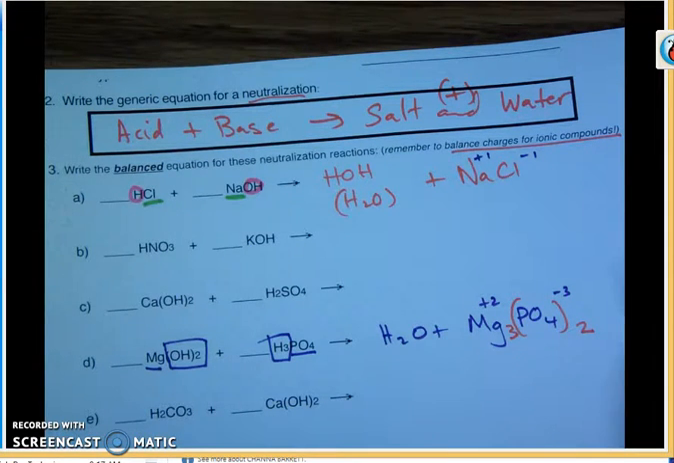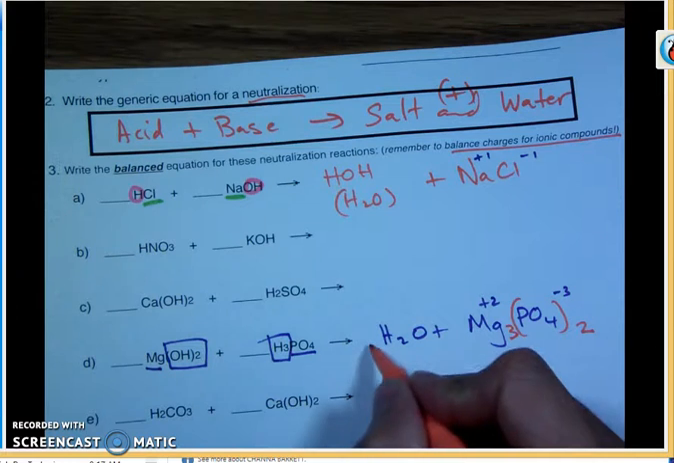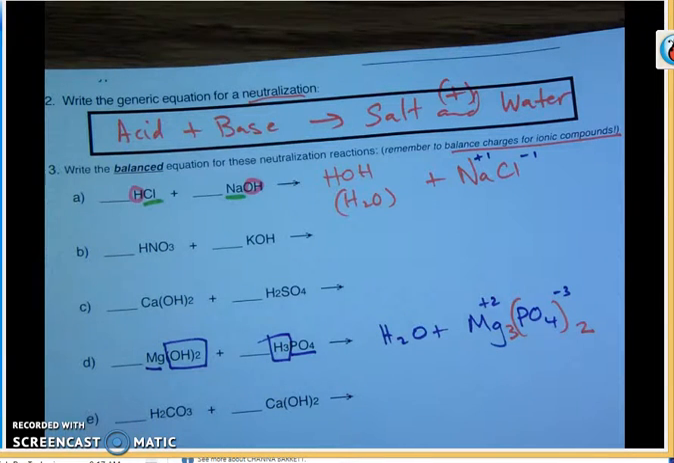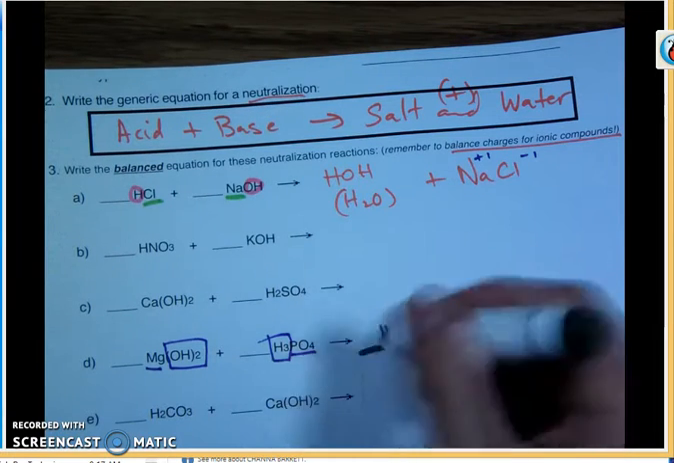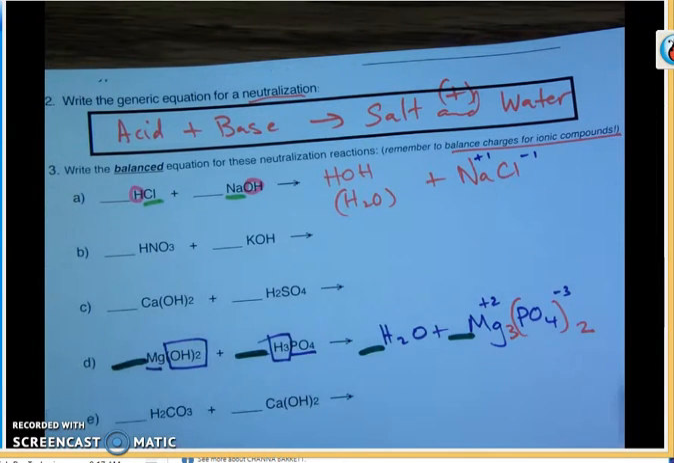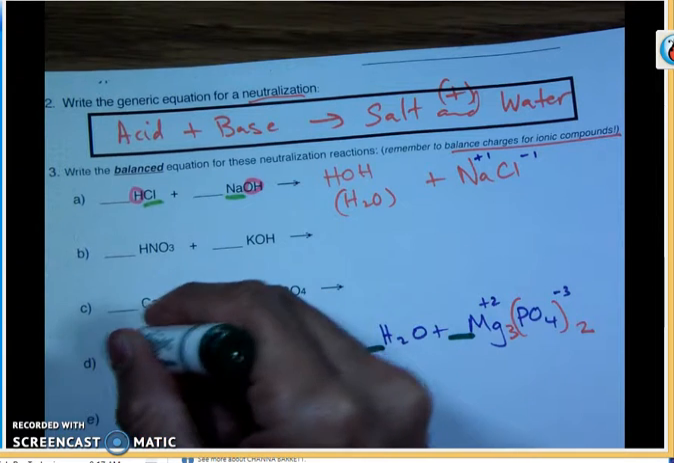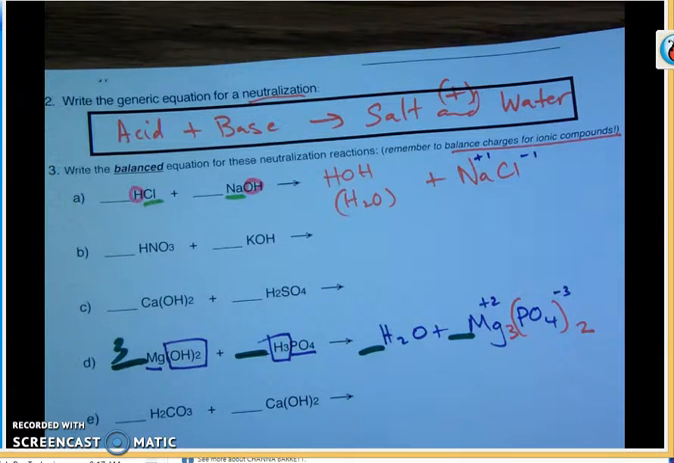And it says write a balanced equation. So we're going to have to balance these out. So it wouldn't hurt to review balancing here. It's one of our favorite things to do. Okay. This line's there for you. So there's 3 magnesium there, so I put a 3 there. There is 2 PO4, so I put a 2 there.